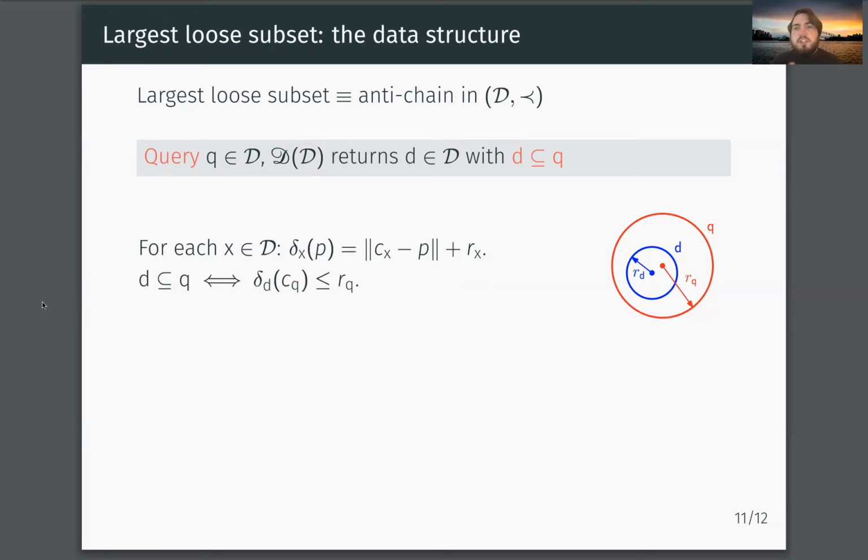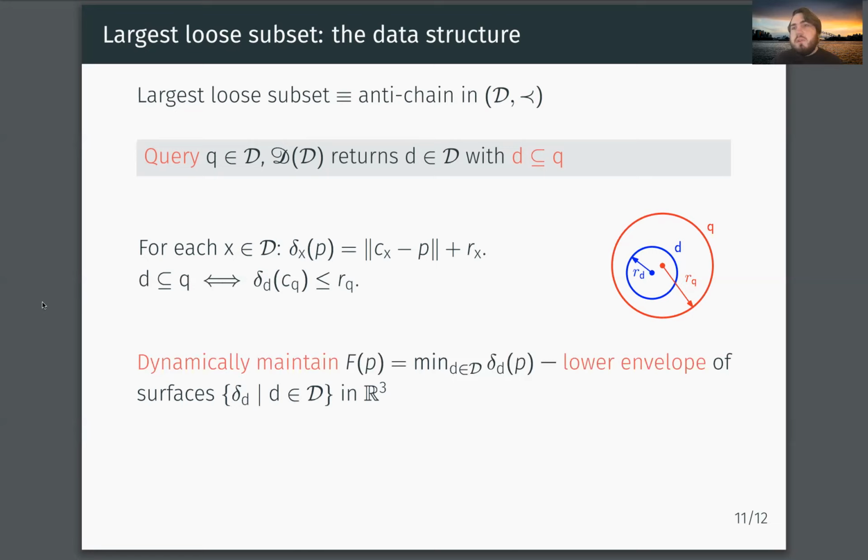Okay, and so you can actually just check via a bit of algebra that a disk D is contained in a disk Q if and only if delta D of C_Q is less than or equal to R_Q. So what this means is we want to determine if there is some disk contained inside the disk Q. So we should dynamically maintain the following function. For a given two-dimensional point P, we should maintain f of P, the minimum of delta D of P over all disks D, right? So we can simply compute f of C_Q and check if that result is less than or equal to R_Q.